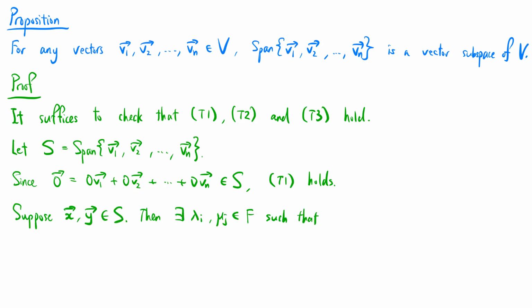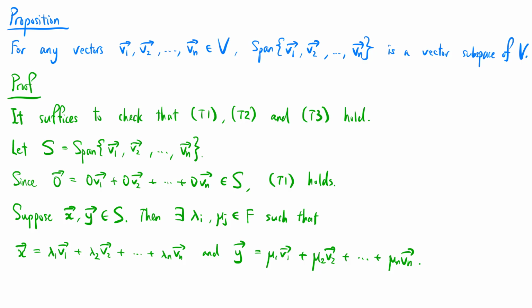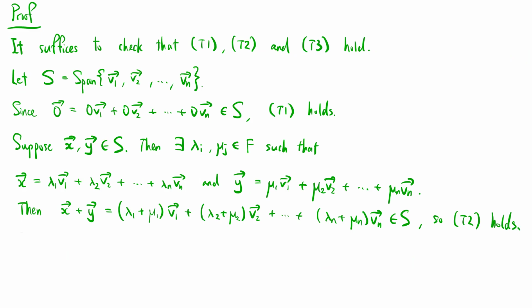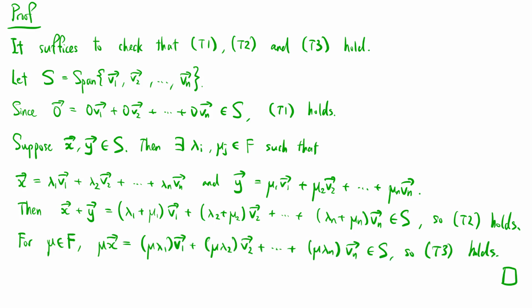Suppose x and y are in S. Then there exist lambda i and mu j in F such that x equals lambda 1 V1 plus lambda 2 V2 up to lambda n Vn, and y equals mu 1 V1 plus mu 2 V2 plus up to mu n Vn. Then x plus y equals bracket lambda 1 plus mu 1 times V1 plus bracket lambda 2 plus mu 2 times V2 plus up to bracket lambda n plus mu n times Vn, which is a vector in S, so T2 holds. Now for mu in F, mu times x equals bracket mu times lambda 1 times V1 plus mu times lambda 2 times V2 plus up to mu times lambda n times Vn, which is a vector in S, so T3 holds.